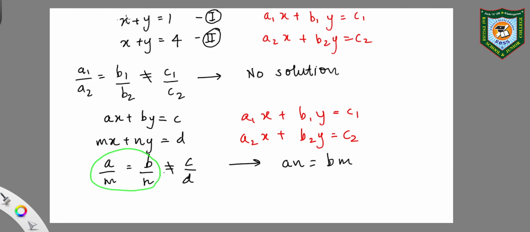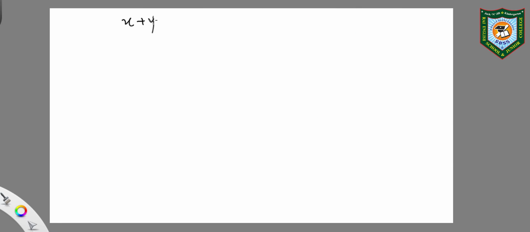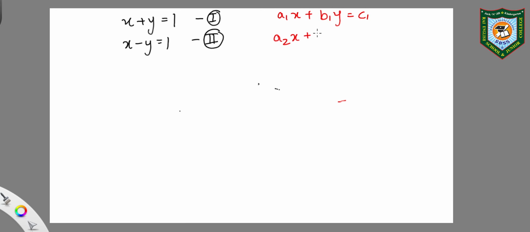Let's say I have an equation x plus y is equal to 1, and now I have x minus y is equal to 1. This is my equation number 1. This is my equation number 2. So this is a1x plus b1y is equal to c1. This is a2x plus b2y is equal to c2.